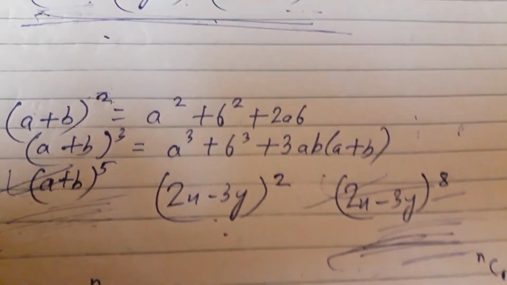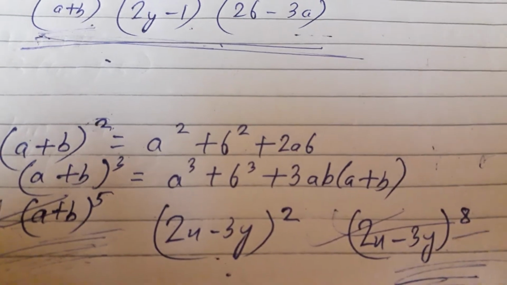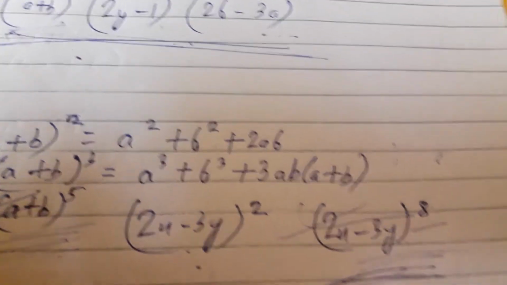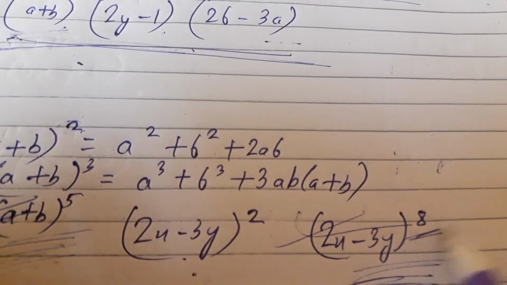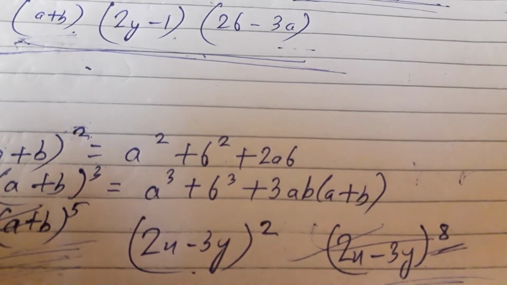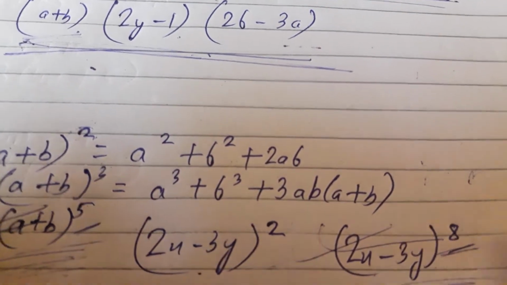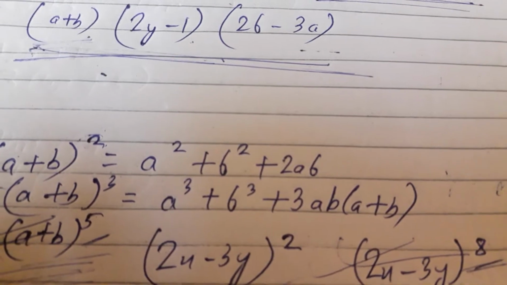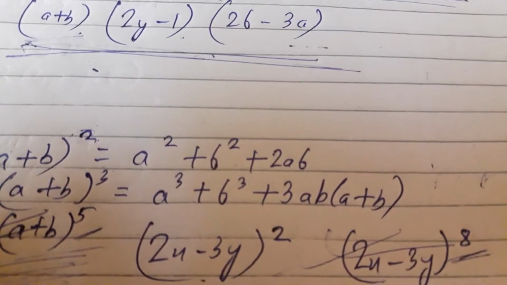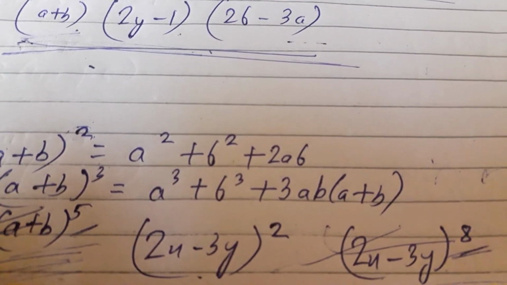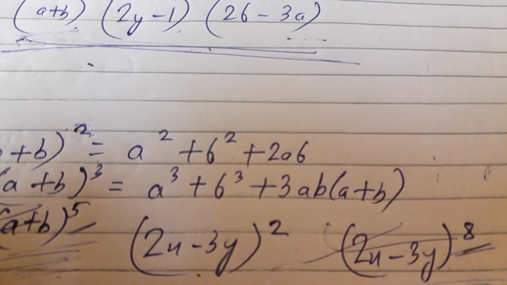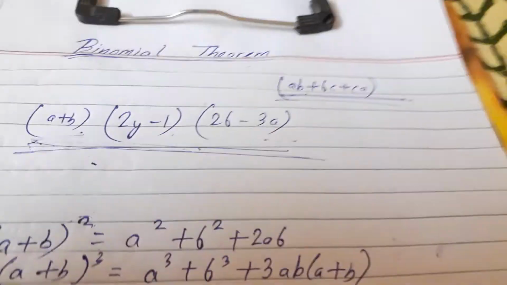Obviously there are some formulas, but before going to the formula, I would like to tell you that here the index is only positive. We will deal only with a positive index, because for negative indices and for fractional indices there will be some other formulas of this binomial theorem.